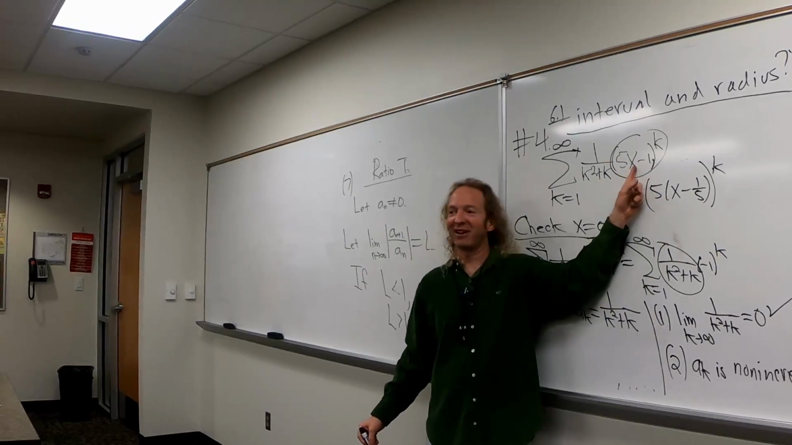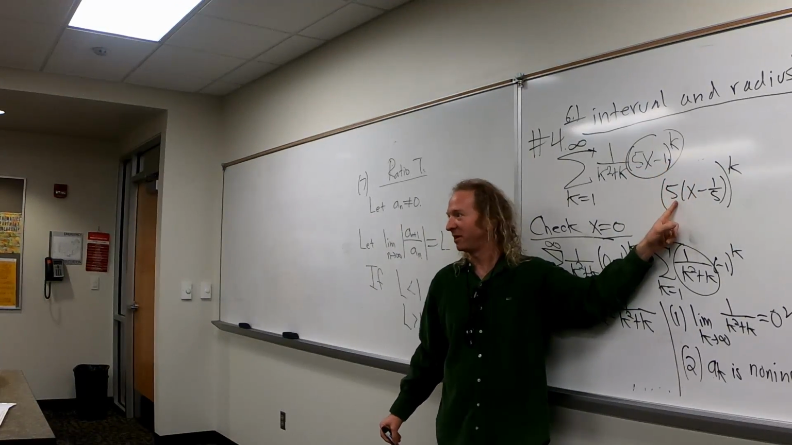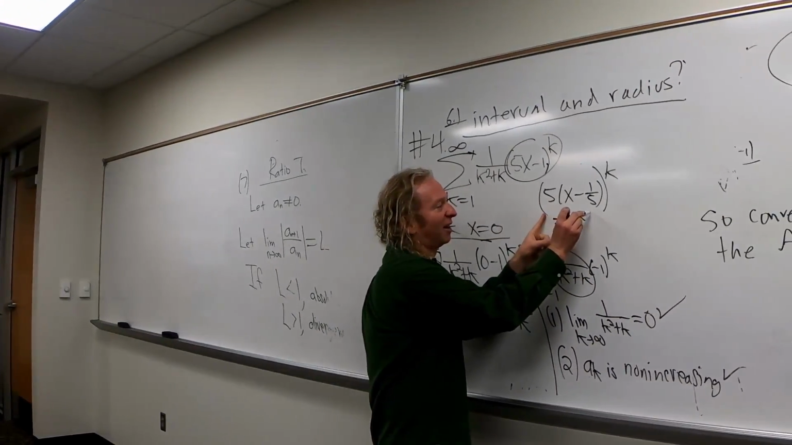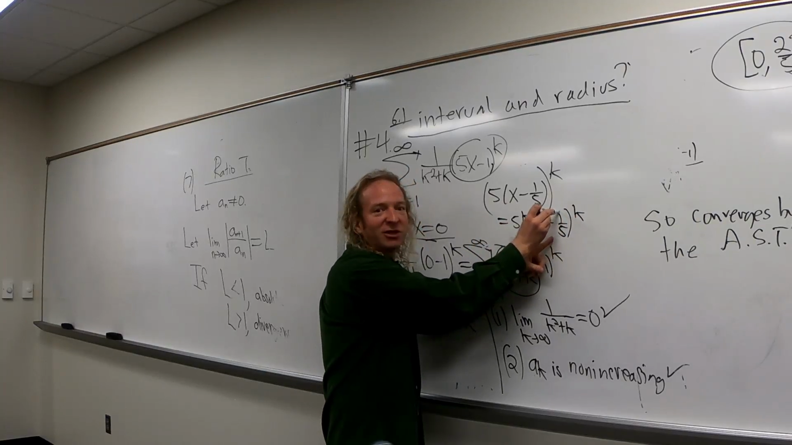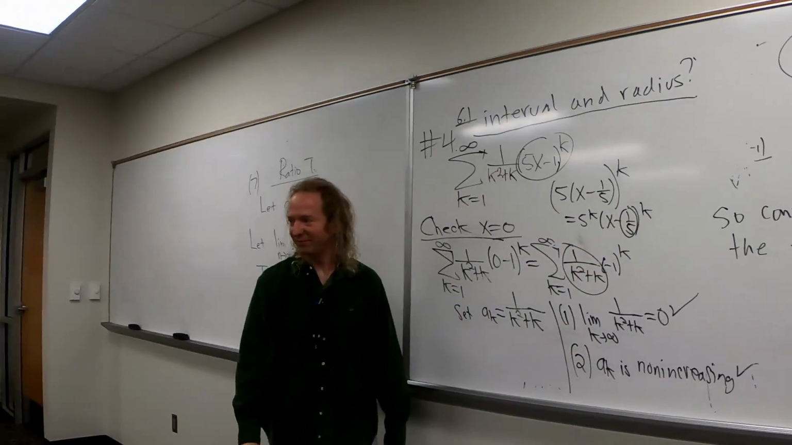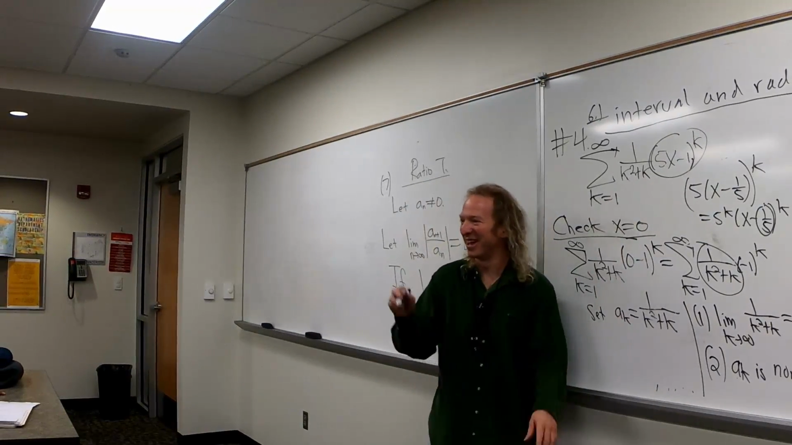5x. 5 times 1/5 is 1. This never comes up in Calc 2, at least not in my class. And then look, this is 5 to the k, x minus 1/5 to the k. So you see your center is 1/5. Brilliant. You could just set 5x minus 1 to 0. I was waiting for it. Yep, you could do that.